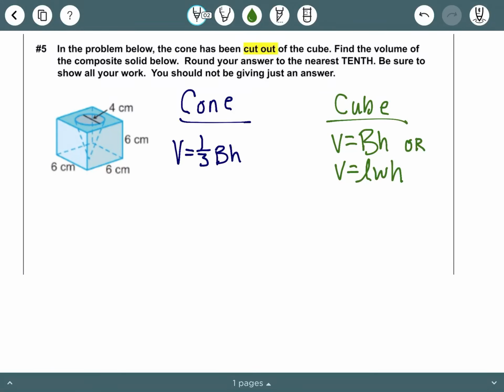All right, number 5. In the problem below, the cone has been cut out of the cube. Find the volume of the composite solid below. Round your answer to the nearest tenth. Be sure to show all of your work.